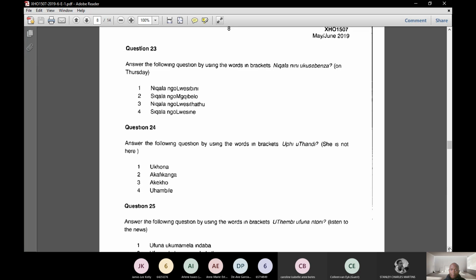Number 4. Yes. Someone else is saying number 1, or 3. So we have 3 possible answers. Is it 1, 3, or 4? Number 4, because number 4 is the right word for Thursday. Sorry, Thursday, not Tuesday. Oh, okay. All right. You were saying? No, carry on. But it says siqala, and it says niqala.